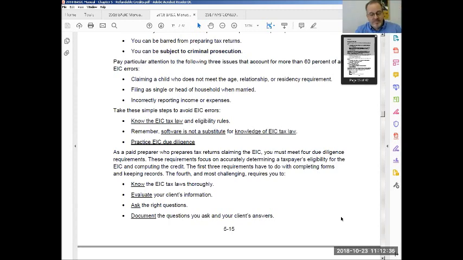So, all right. The one we're doing single with one dependent, the other one doing head of household with one dependent? That's fine. Could they still both get the earned income credit then? Yeah, but obviously the single person filing status is going to be less than the head of household.